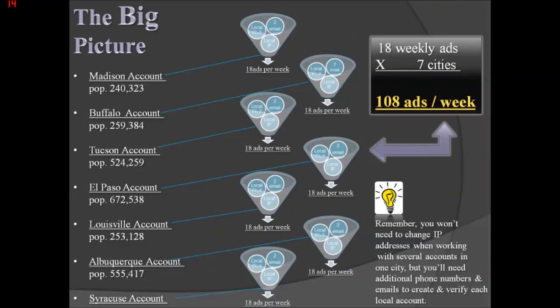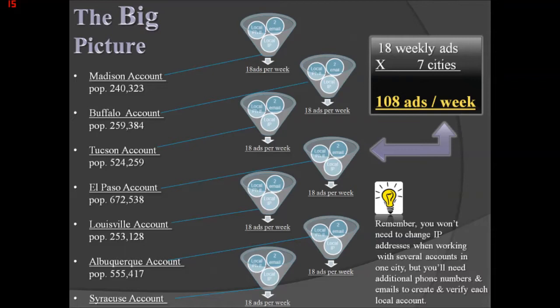Now, this is getting closer to where we need to be as far as the amount of ads that you're posting per day in order to see some decent results. You got to be usually between 25 and 50 ads or so per day being posted. This is giving us 18.